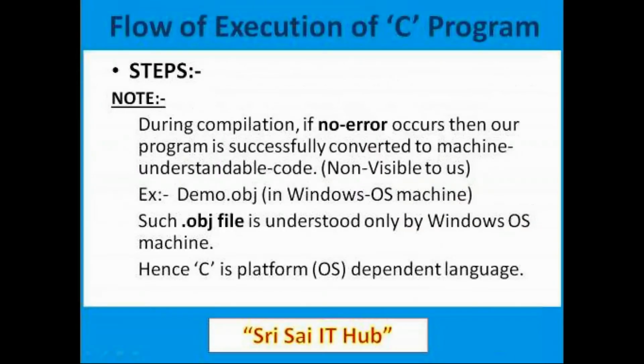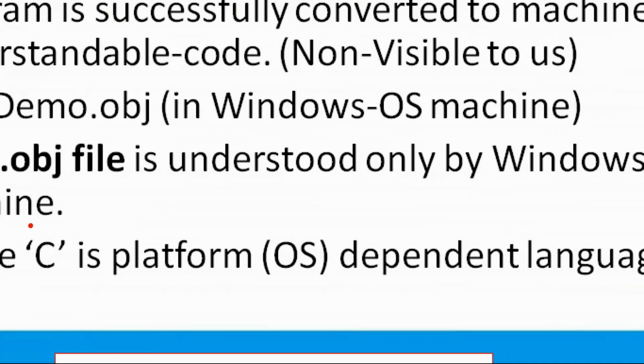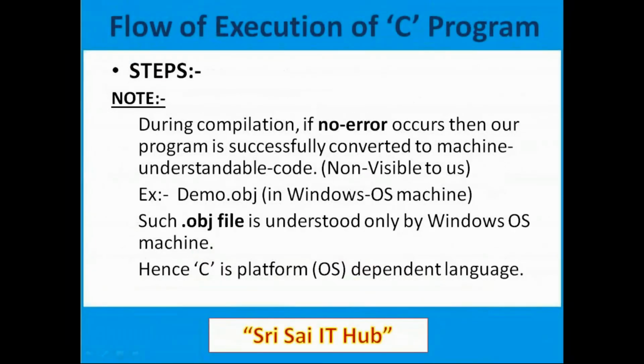And hence, we call C a platform dependent language. Platform means it is dependent on the operating system. The system on which we are compiling the program will get this obj code, and this obj code can be executed only on the same system. So this is what we call C a platform dependent language.